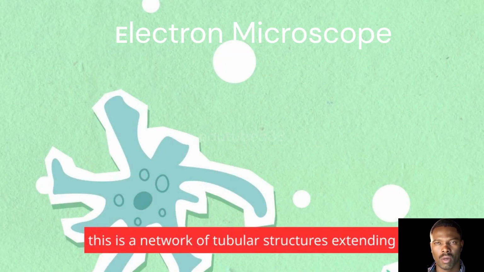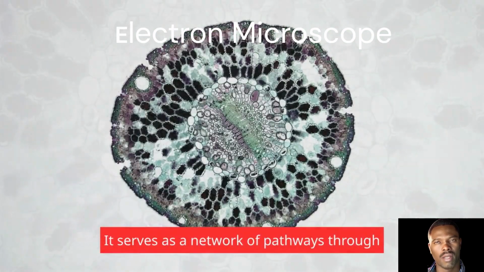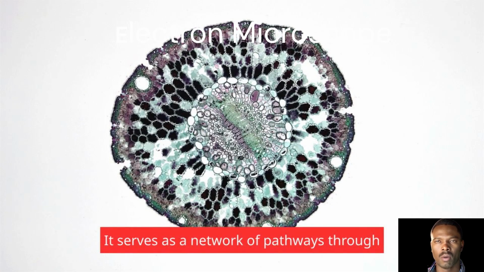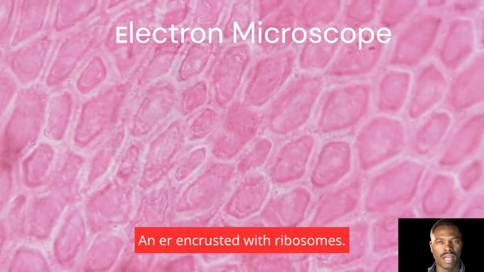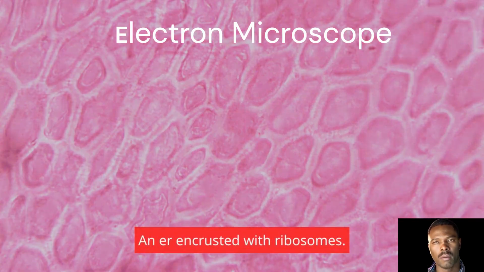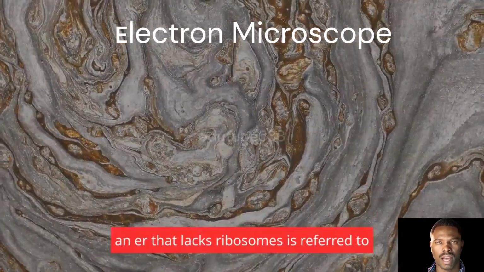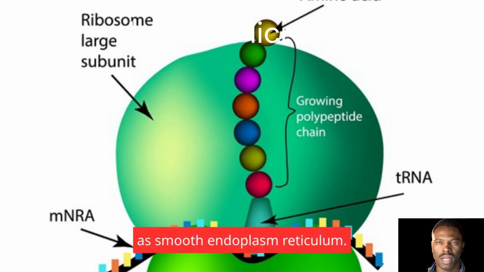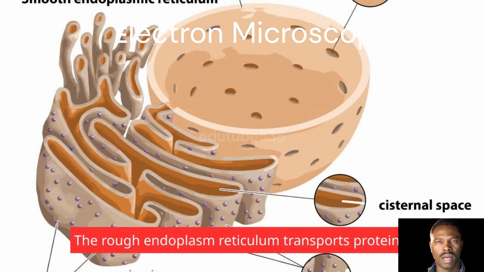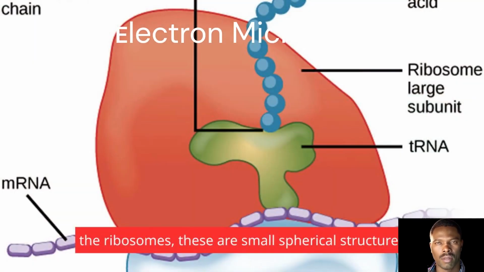The endoplasmic reticulum. This is a network of tubular structures extending throughout the cytoplasm of the cell. It serves as a network of pathways through which materials are transported from one part of the cell to the other. An ER encrusted with ribosomes is referred to as rough endoplasmic reticulum. An ER that lacks ribosomes is referred to as smooth endoplasmic reticulum. The rough endoplasmic reticulum transports proteins while the smooth endoplasmic reticulum transports lipids.